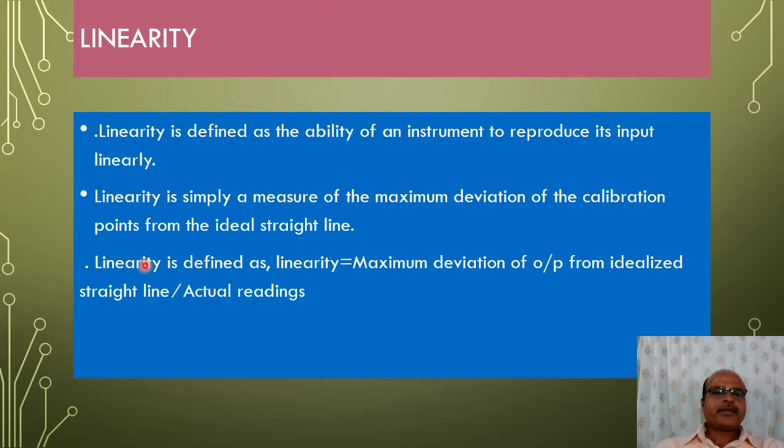Then the next definition is linearity. What is meant by linearity? Linearity is defined as the ability of an instrument to reproduce its input linearly. Linearity is simply a measure of the maximum deviation of the calibration points from the ideal straight line. Linearity is equal to the maximum deviation of output from the idealized straight line. Actual readings is called linearity.